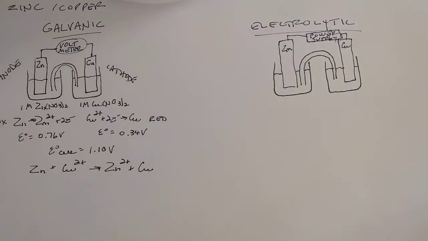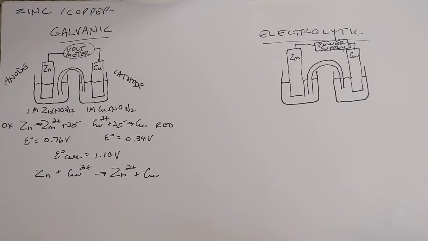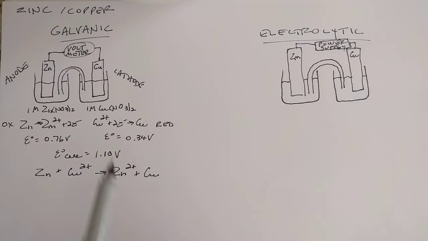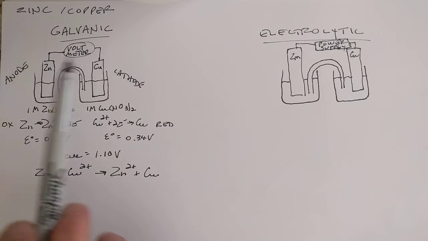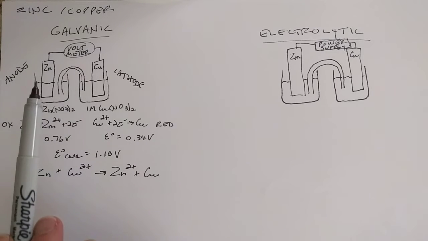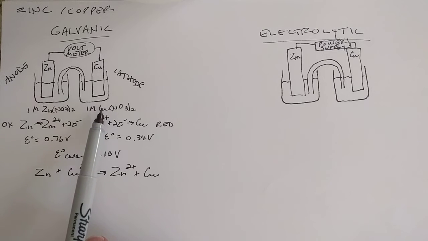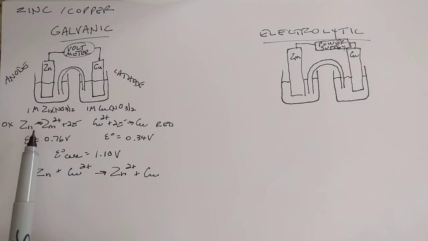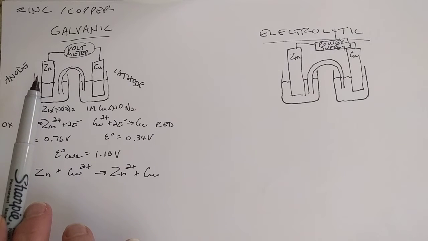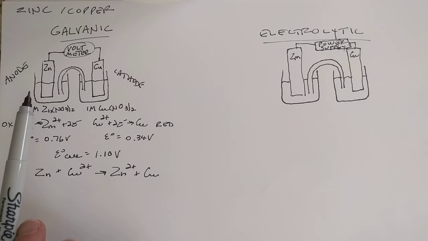So we're going to go back and look at our zinc copper cell in terms of having a galvanic cell and then the difference when we have an electrolytic cell. So we've already seen this galvanic cell. So we have zinc and copper. 1 molar zinc nitrate, 1 molar copper(II) nitrate. The zinc gets oxidized, and our E0 of the oxidation, we have to flip the sign from our chart. We get 0.76 volts. The zinc is the anode, and this is the anode compartment.